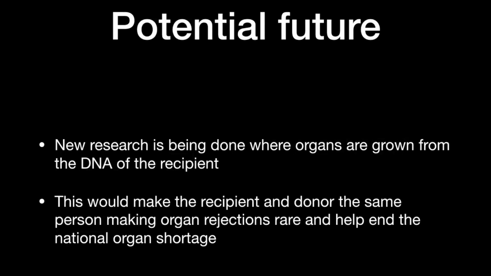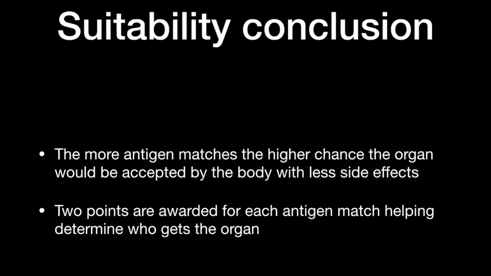The potential future. New research is being done where organs are grown from the DNA of the recipient. This will make the recipient and donor the same person, making organ rejections rare and help end the national organs shortage. Suitability conclusion. The more antigen matches, the higher chance the organ will be accepted by the body with less side effects. 2 points are awarded for each antigen match, helping determine who gets the organ.